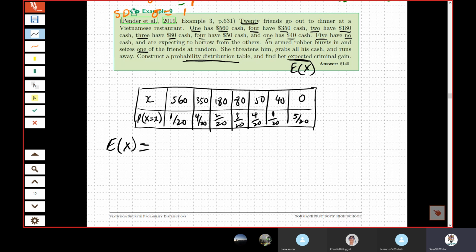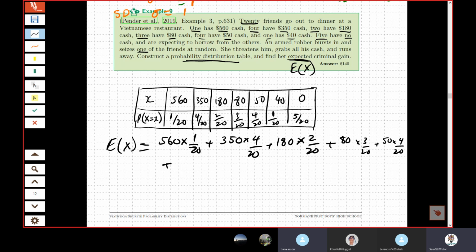All right, expected value. Who wants to give it a shot? Tiana, you want to give expected value a shot for this one? What would it be? So would you do 560 times 1 on 20, yep, correct, plus 350 times 4 on 20, plus 180 times 2 on 20. Done. Thank you. Perfect. And you're just going to keep doing that until you literally get to the end. I'm not going to do the 0 because I think you guys should know 0 times anything is 0. I'm just going to write plus 0.